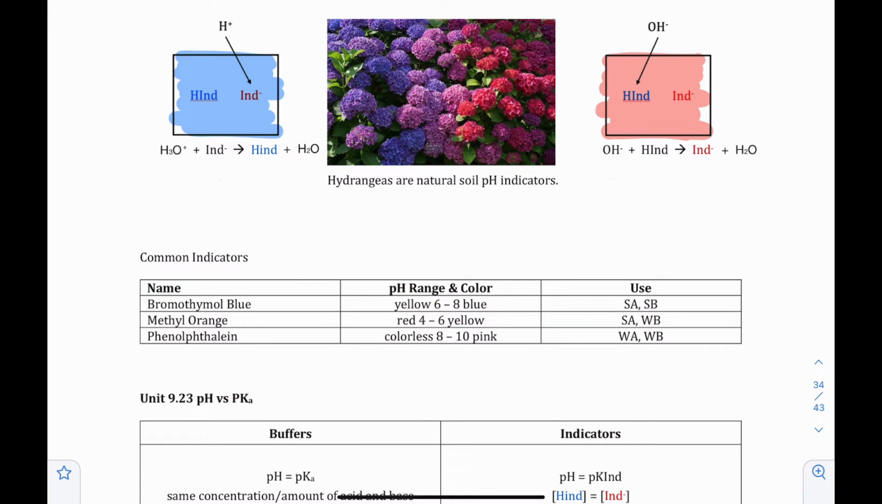The most common indicators we use are bromothymol blue, methyl orange, and phenolphthalein. Bromothymol blue changes color between a pH of 6 and 8 and works well in a titration with a strong acid and strong base. Methyl orange changes color between a pH of 4 and 6 and is used in titrations of a strong acid and weak base. And phenolphthalein changes color between 8 and 10 and works in titrations of a weak acid and strong base.